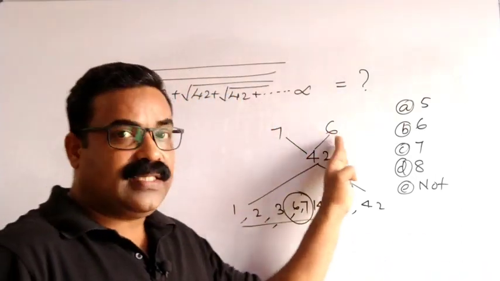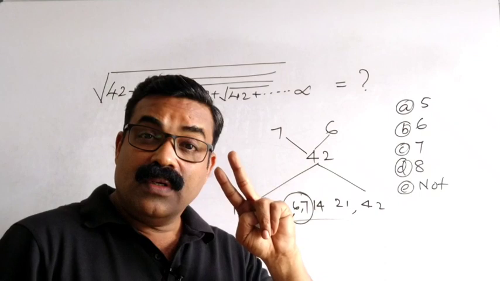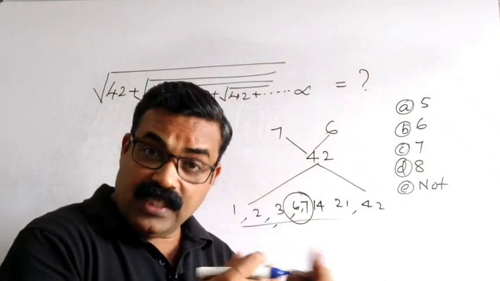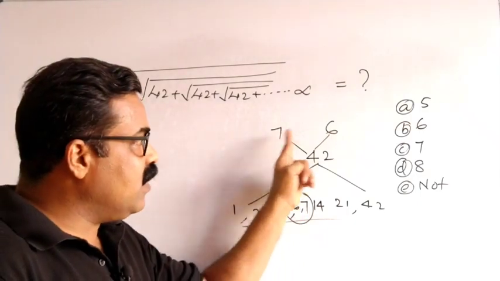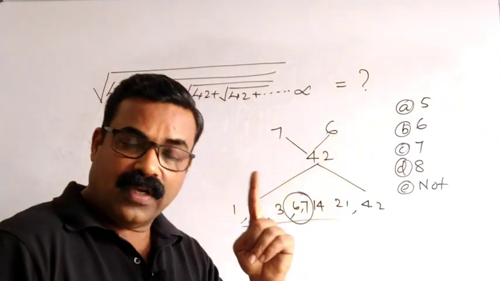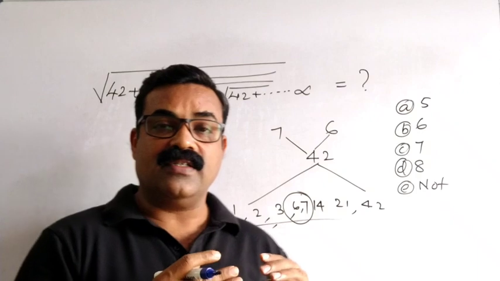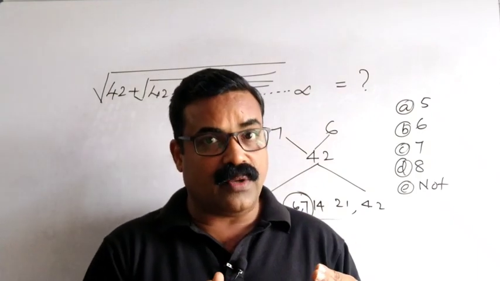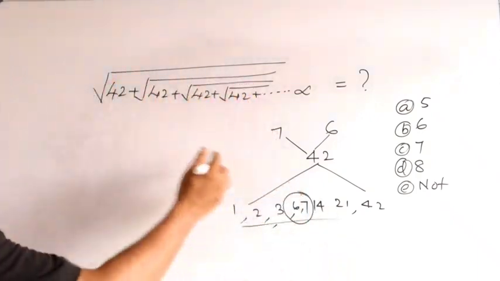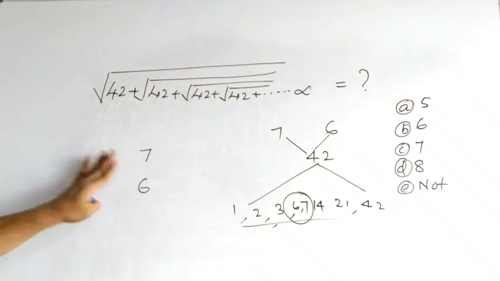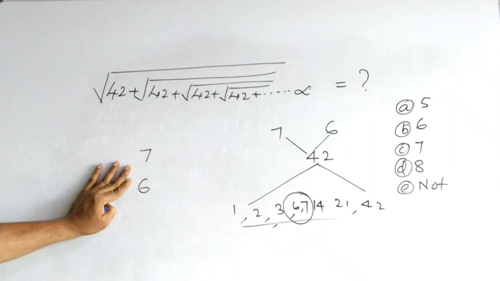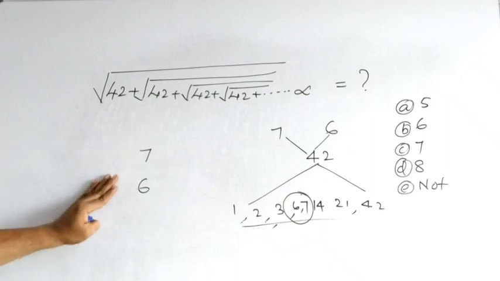So 7 and 6, we have taken two factors, and the difference between the selected factors is 1. Between 7 and 6, what is the difference? 1. So you have to select the factors accordingly. The difference should be equal to 1. So I have taken 7 and 6. This is the first step we have to do: select the factors in such a way that the difference is equal to 1.